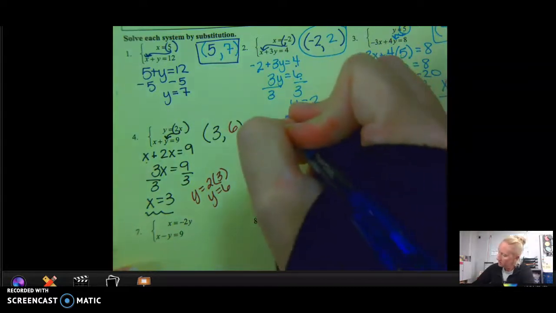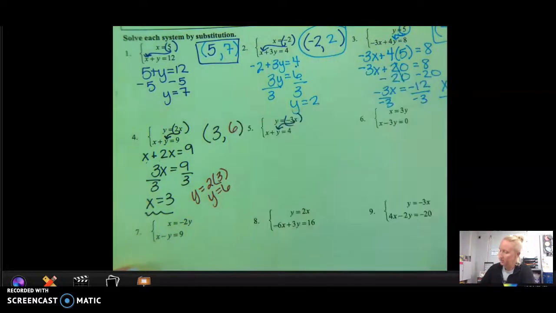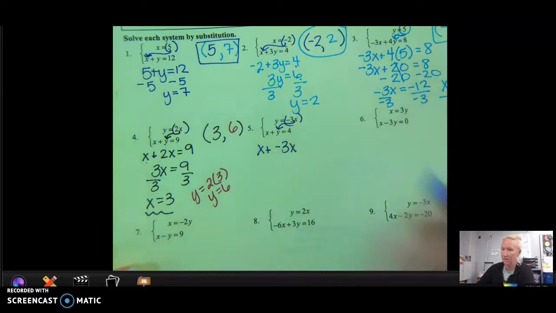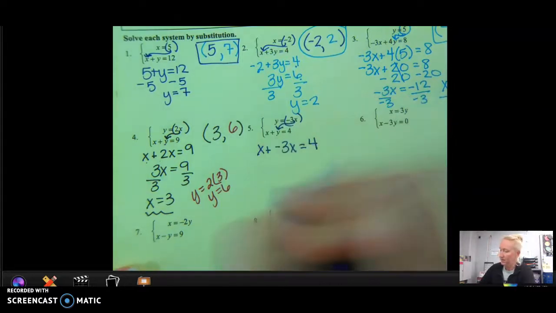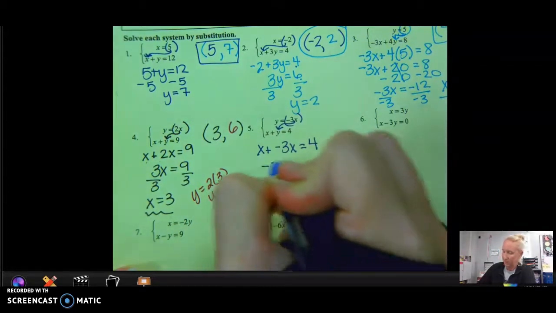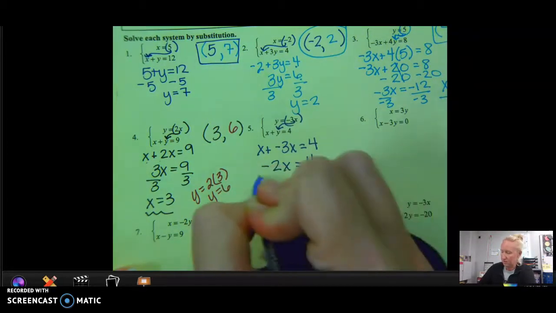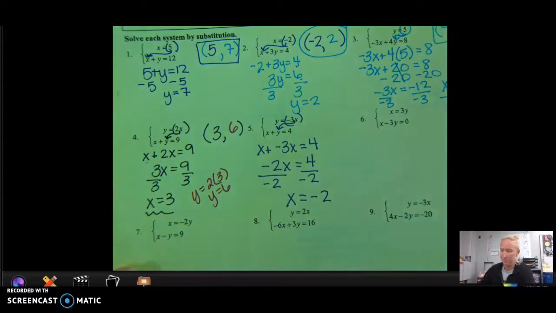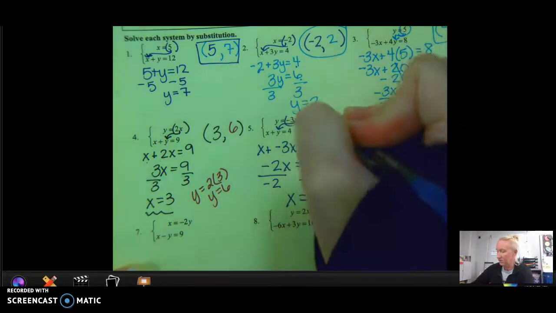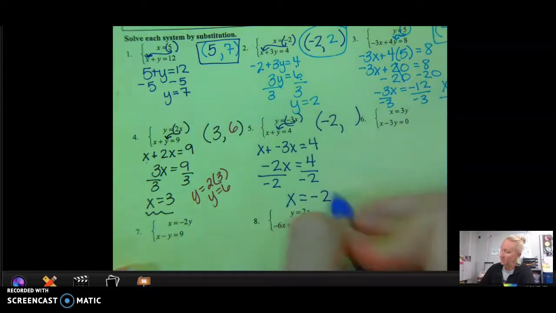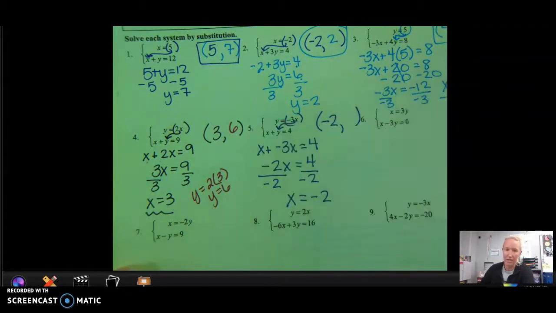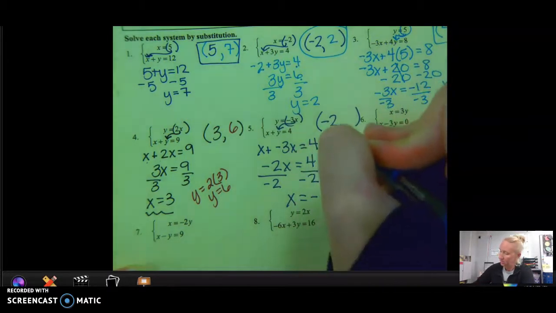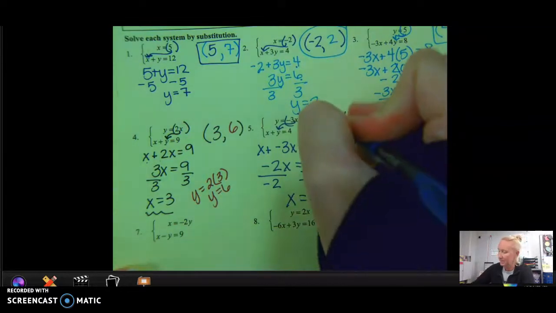Next, put this in parentheses, plug it in right here. x plus negative 3x, so take out y, put in the negative 3x. That should give me 4. So I have x and negative 3x gives me negative 2x equals 4. Divide by negative 2, divide by negative 2, x equals negative 2. So I get negative 2, comma, now I have to find y. So I take my negative 2 right here and plug it in for x up here. So y equals negative 3 times negative 2. Two negatives make a positive, and 3 times 2 is 6.